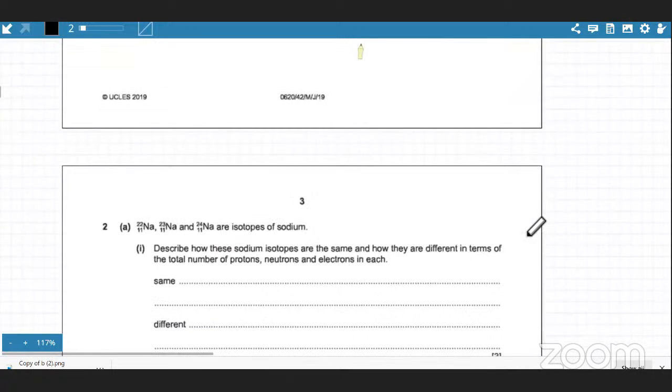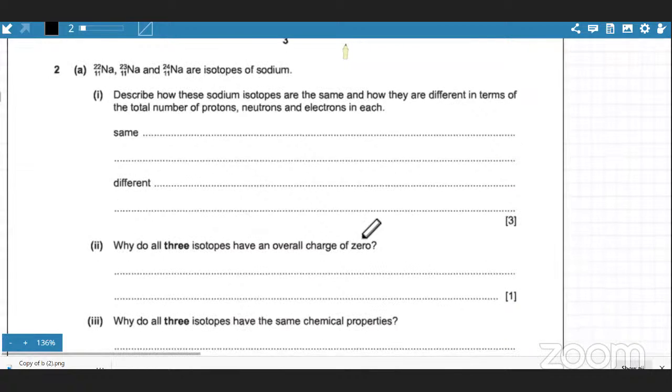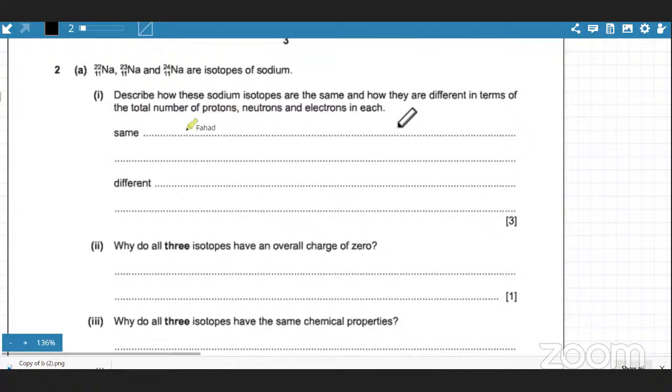The next part of the question, let's move to question number two, which is about three isotopes of sodium. Describe how these sodium isotopes are the same and how they are different in terms of the total number of protons, neutrons, and electrons in each. This one is an easy one. What is an isotope? Isotopes are atoms that have the same proton numbers and electron numbers. The only thing that's different is the number of neutrons.